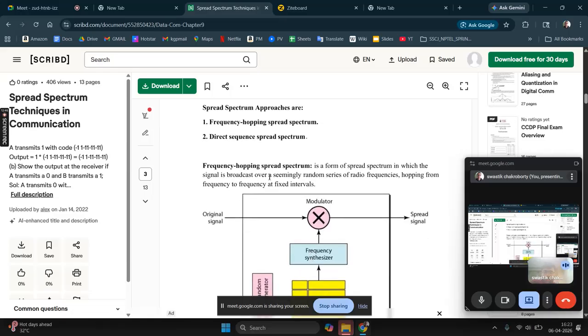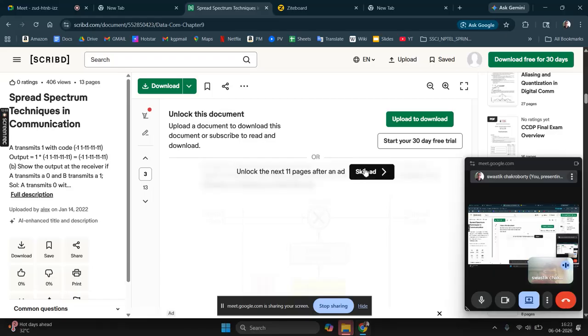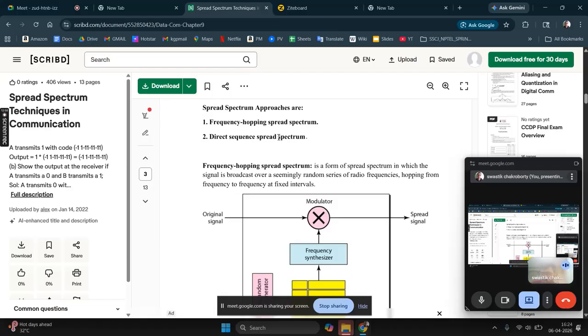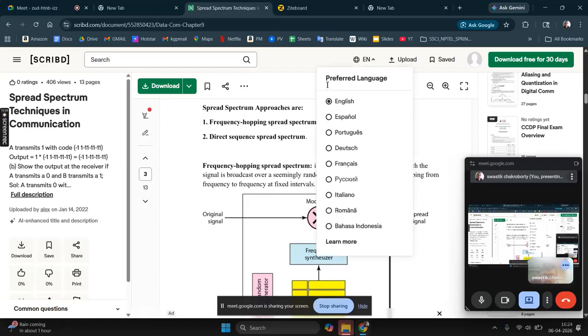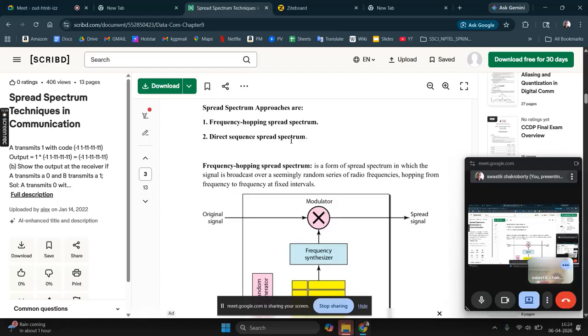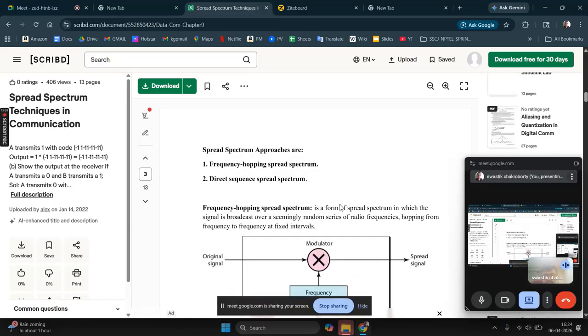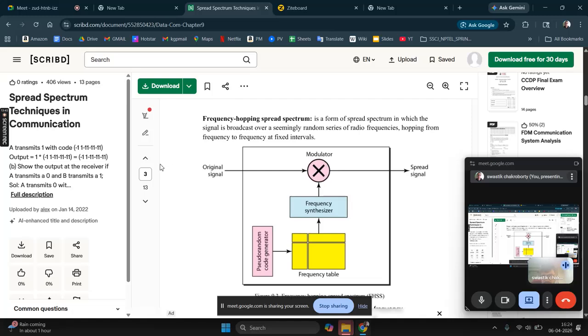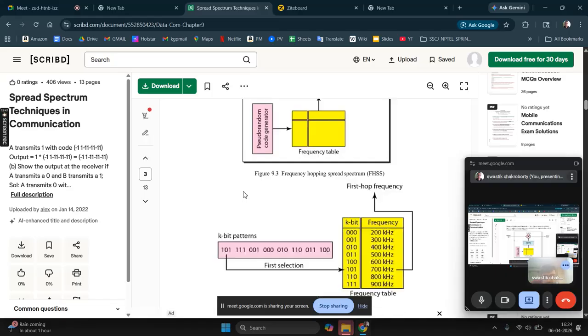Okay, so now we know that spread spectrum approaches are the frequency hopping spread spectrum and the direct sequence spread spectrum. In direct sequence spread spectrum, the message is modulated by the code, and the spreading code changes the message so that it spreads in bandwidth. Whereas in frequency hopping spread spectrum, the frequency of the message signal is changed between discrete hops. So it is changed in steps of discrete hops to get the spread spectrum signal. So basically here we are spreading the bandwidth by multiplying with the data, and here we are spreading the bandwidth by changing the frequency.